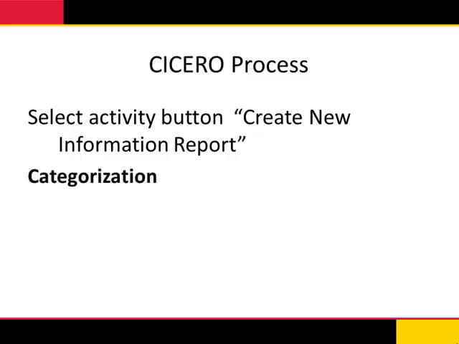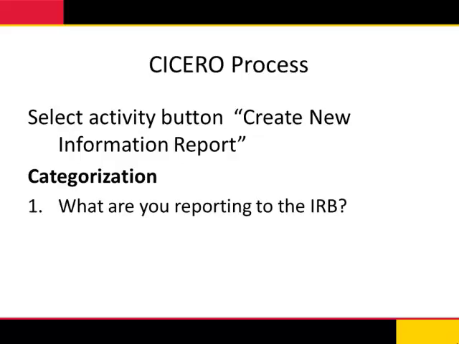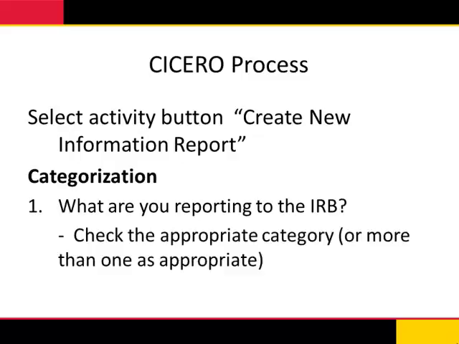And then categorization. What are you reporting to the IRB? So there's the 13 categories. And don't worry if you accidentally pick the wrong category and submit it to the IRB. Based on the information you've presented, we can basically figure out what category it should be under. That doesn't pigeonhole you into any type of further documentation. So what are you reporting to the IRB? Again, check the category. You can pick more than one.